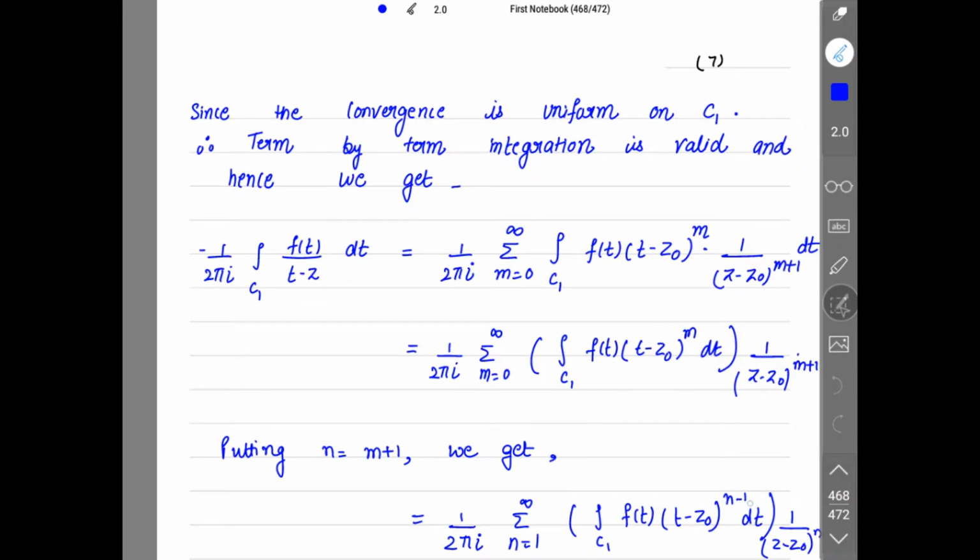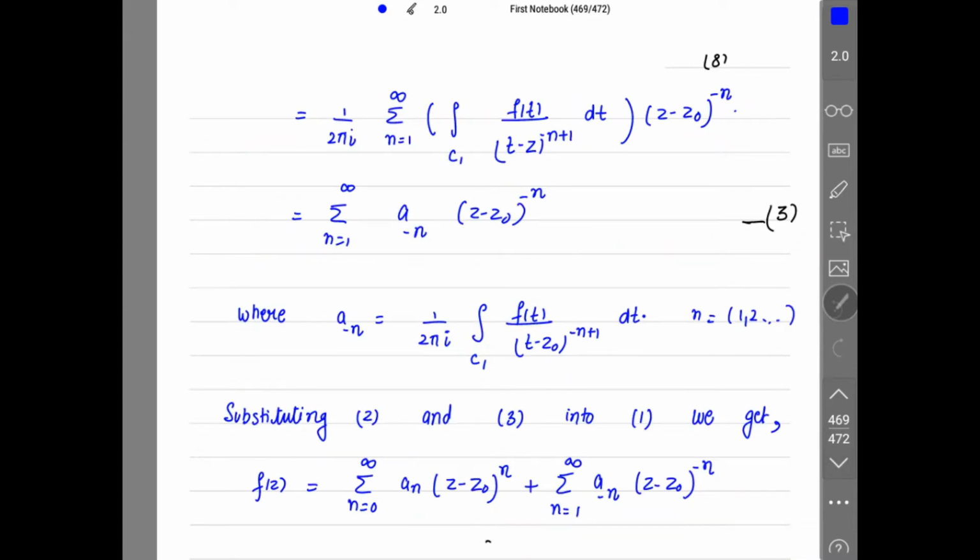This is, yes, minus n plus 1. Alright, next, now substituting 2 and 3 into 1. In our main equation 1, I substitute the values, and I will get f of z is equal to the infinite sum of an (z minus z naught) to the power n, plus the sum from 1 to infinity of a minus n (z minus z naught) to the power minus n.